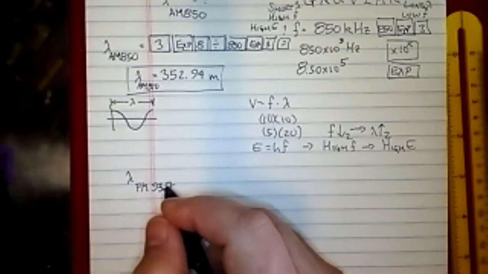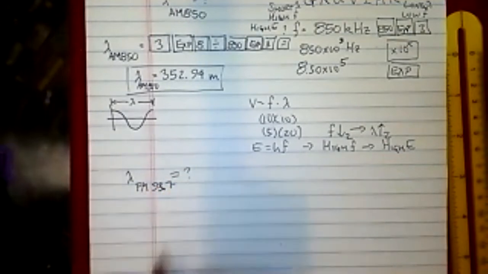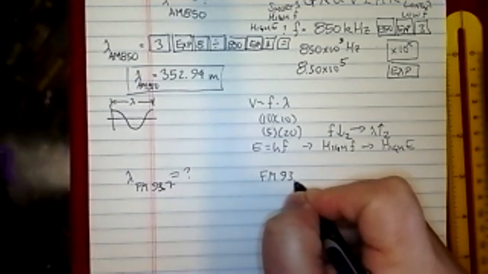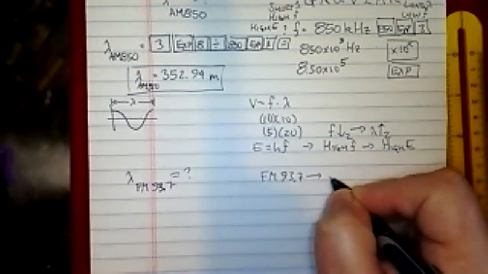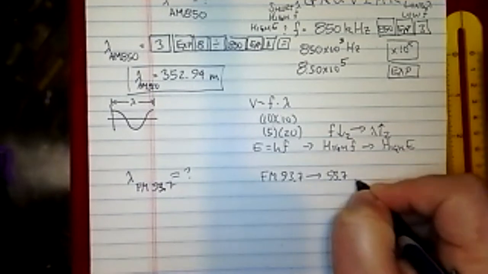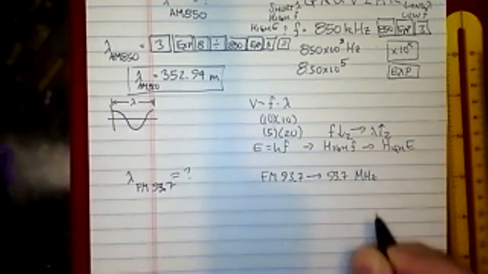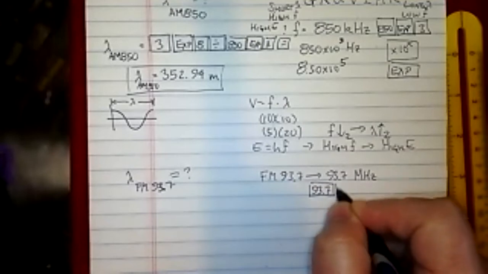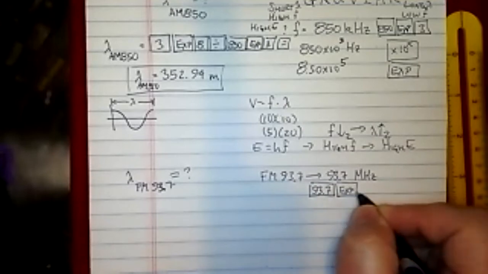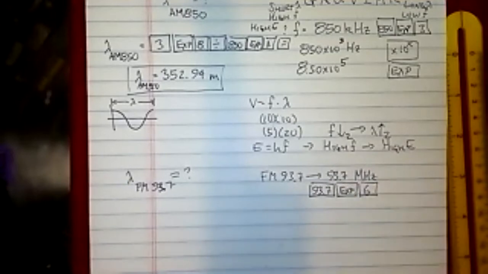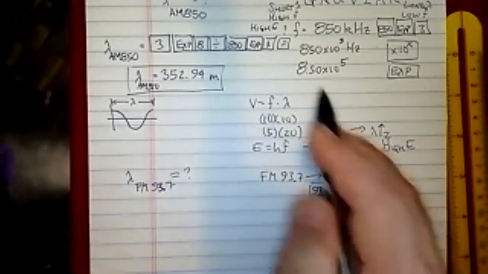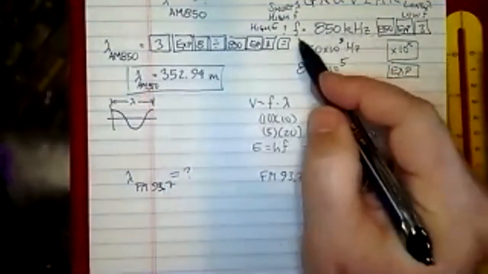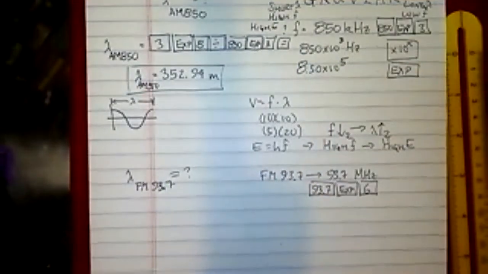That's capital M hertz. So when I say FM 93.7, you've got to understand that means 93.7 megahertz, and mega means million. So you should think of that on your calculator as 93.7 EXP 6. So you're actually going to move this decimal 6 places to the right, just like you moved the decimal to the right of 850, because I gave you AM 850. You'd move it 3 places to the right. So the same thing happens here.